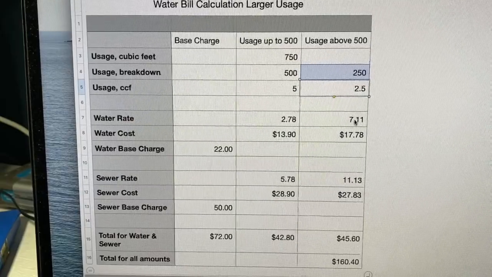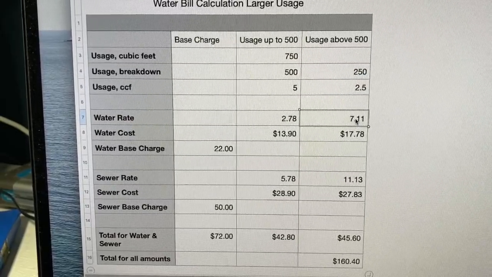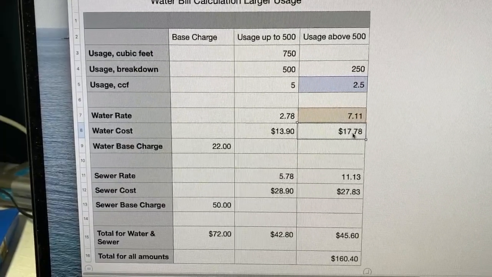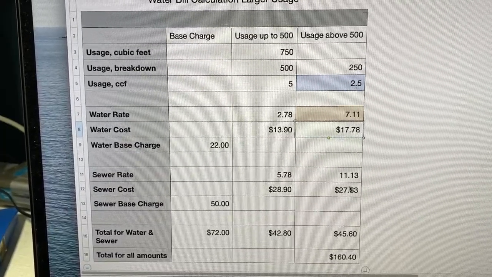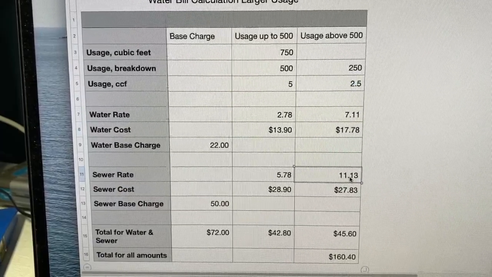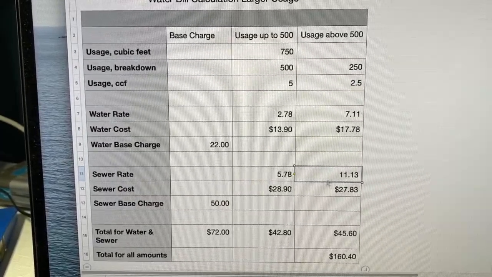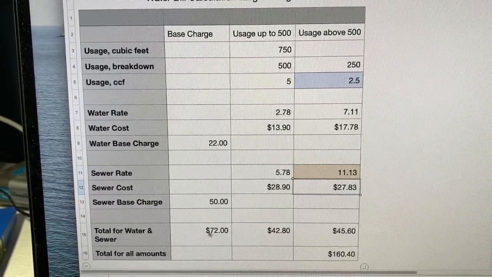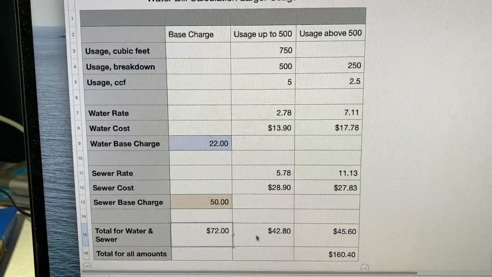Over here I have the 2.50 hundred cubic feet, and the rate is dramatically higher. It's over $7. So I'm going to pay $17.78 for that. And for the wastewater, the sewage, I'm going to pay almost double this rate, and that comes up to $27.83. So then we can see the base charge is $72.